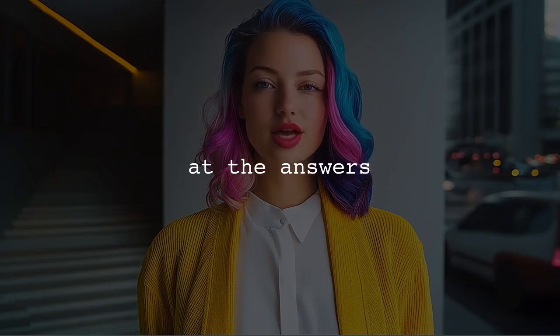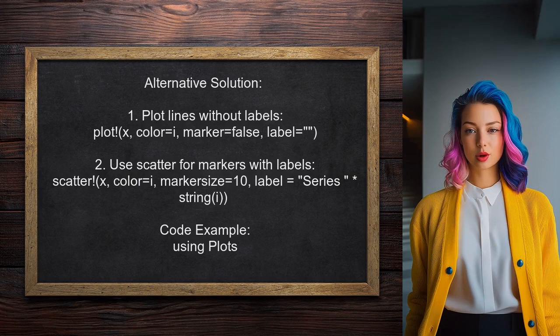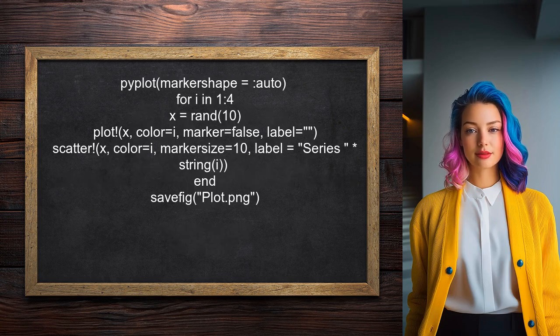Now, let's look at the answers provided by other users. An alternative approach suggested by another user involves plotting the lines and markers separately. They recommend using the plot function for the lines without labels and the scatter function for the markers with labels. This way, the markers will appear in the legend, making it easier to match them with the lines.